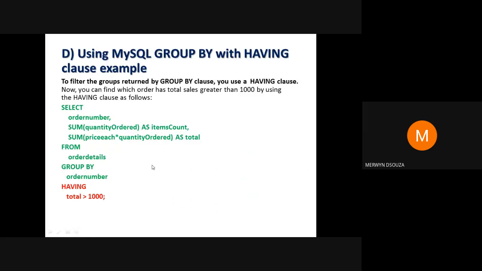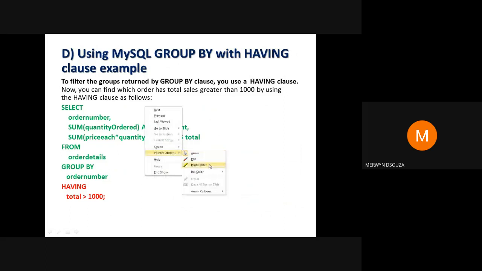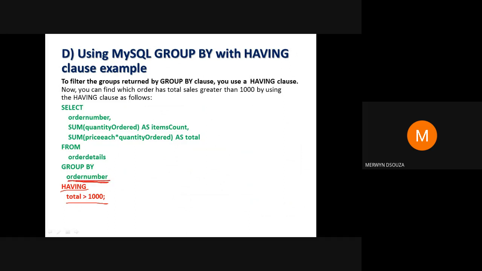These two columns are displayed and they are grouped by the order number. If you wanted to display the order numbers having the sum of this greater than 1000, so we wanted to only display those which are greater than 1000, then we could display it using the having clause. So we would say group by order number, grouping all the order numbers, and then use the having clause to display all the totals which are greater than 1000. We won't display any totals which are less than 1000. The output will look something like this.